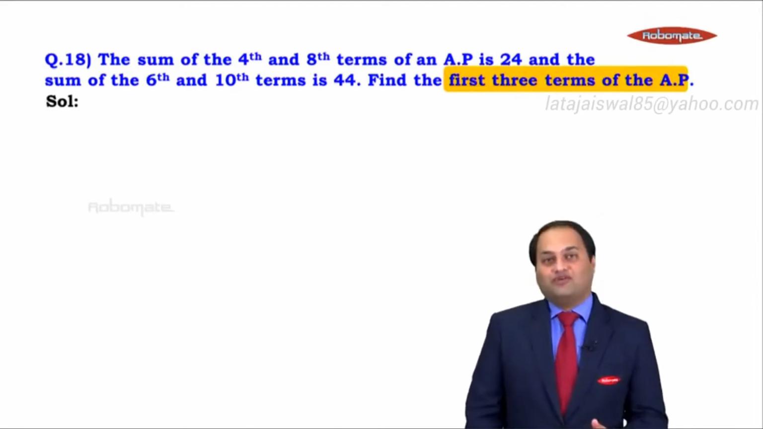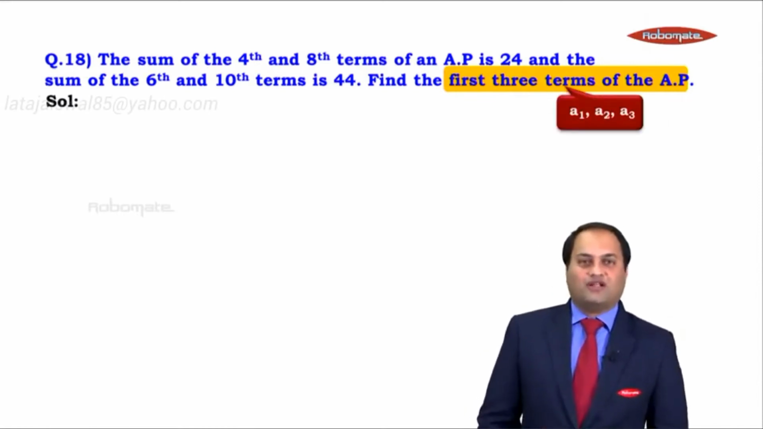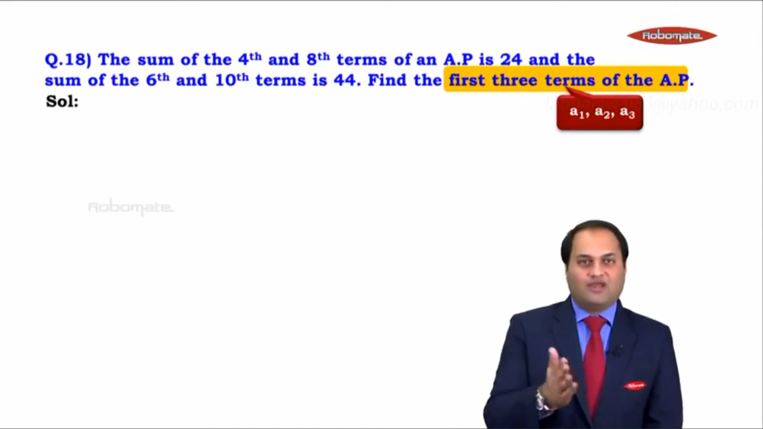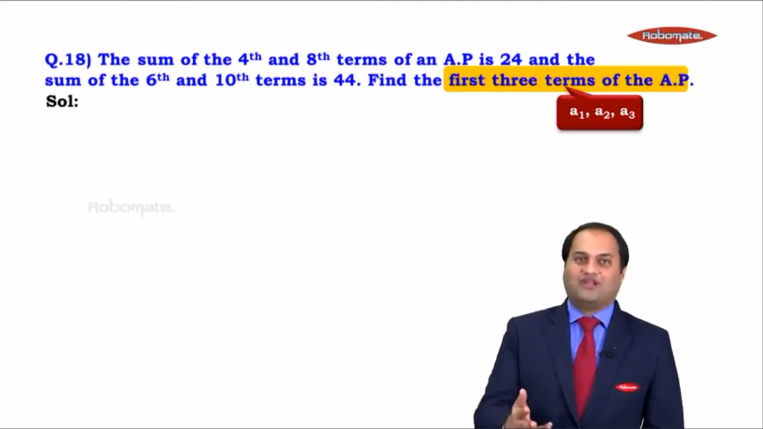To find the values of A and D, some conditions are given. Let's see what the conditions are, okay? Once we find the values of A and D, we can easily find the first 3 terms. That's A, A1, A2, A3, right?